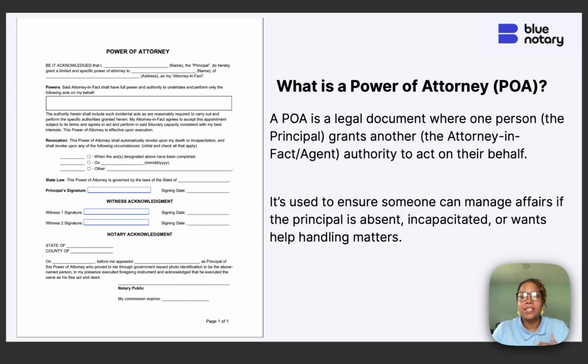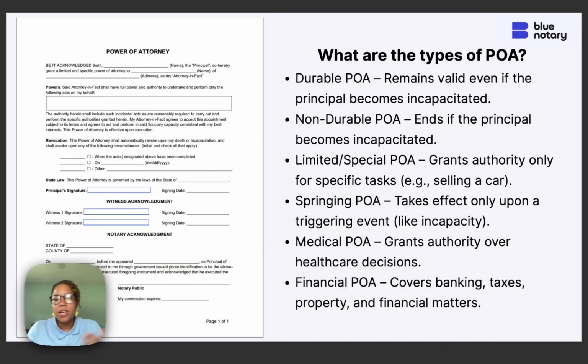So, a power of attorney is a legal document where one person, who is called the principal, grants another person, the attorney in fact or agent, authority to act on their behalf. I am giving power to someone else to make decisions for me. So there are different types of power of attorney. So there's a durable POA, non-durable POA. We can see the list here of different types of power of attorneys that you can use or you might see.